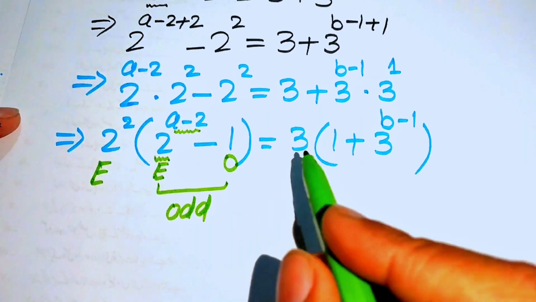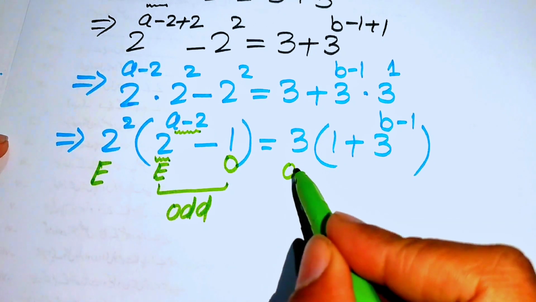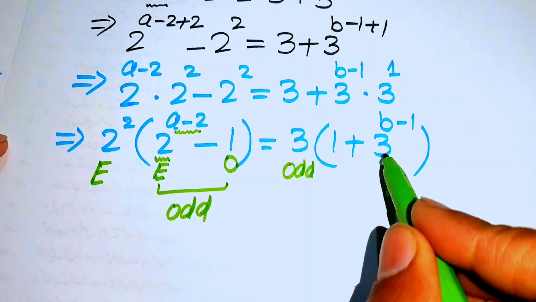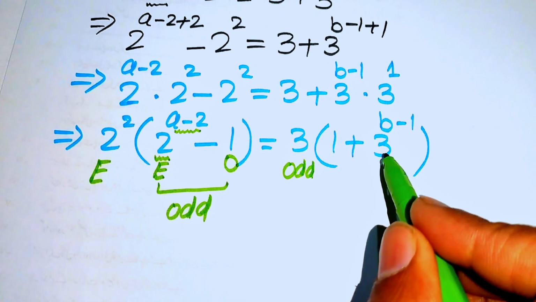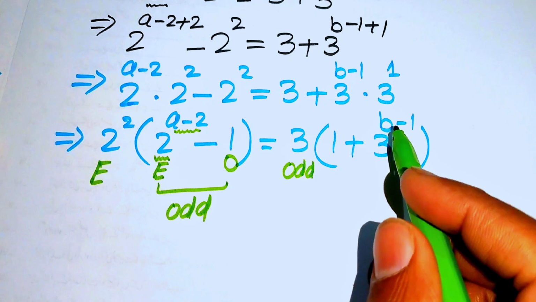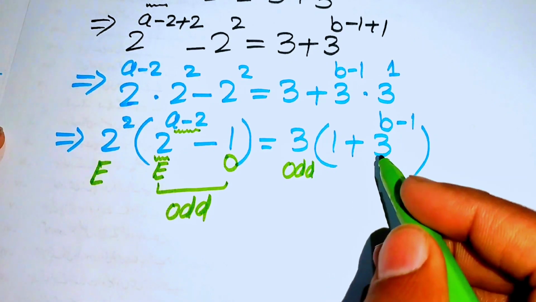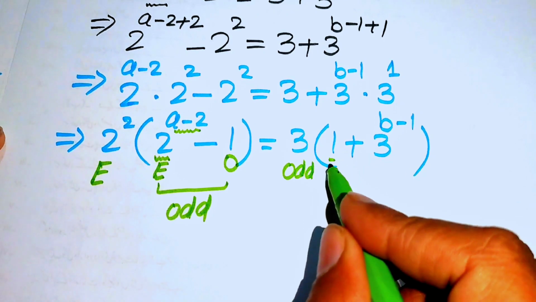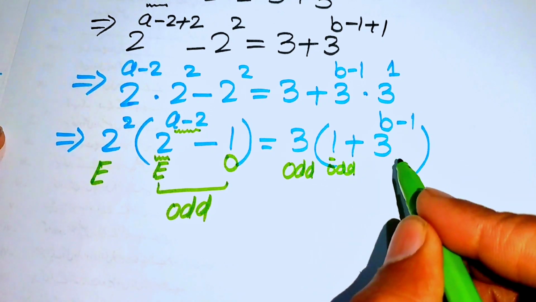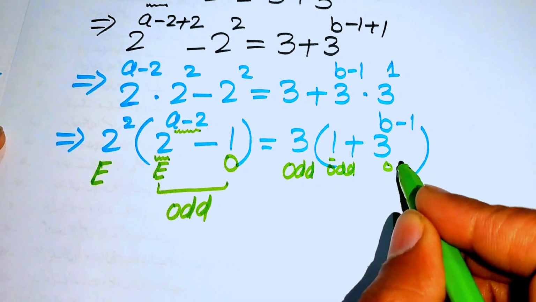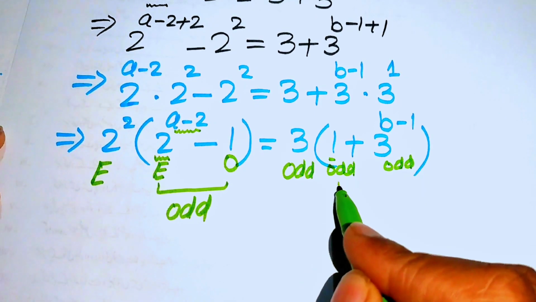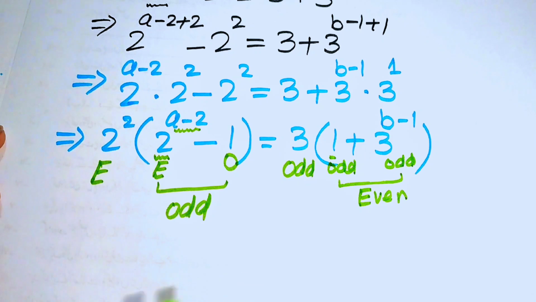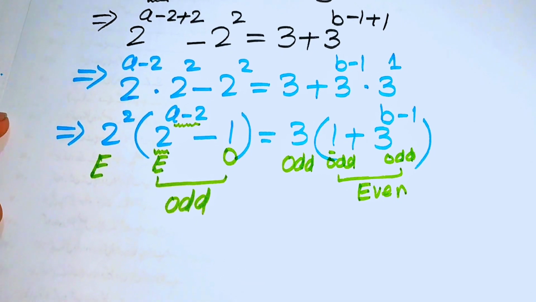And similarly on the right hand side, this 3 is an odd number, and here the base is 3 and you know that if the base is an odd number, then whatever its power, it will become an odd number, so this one is an odd number, and this term also gives us an odd number, and we know that the sum of two odd numbers will become an even number, so this expression will become an even number.